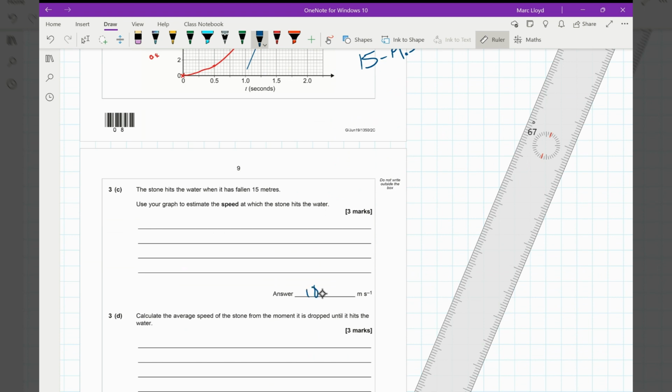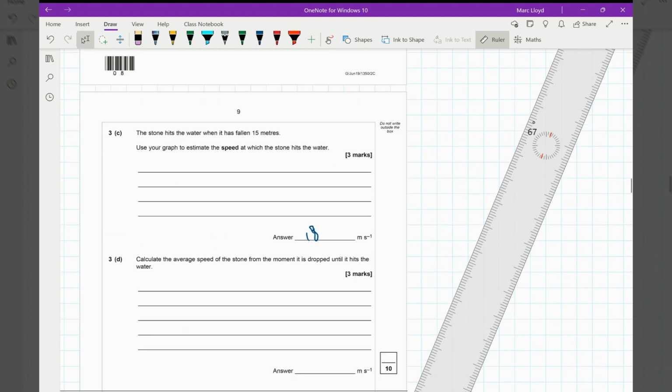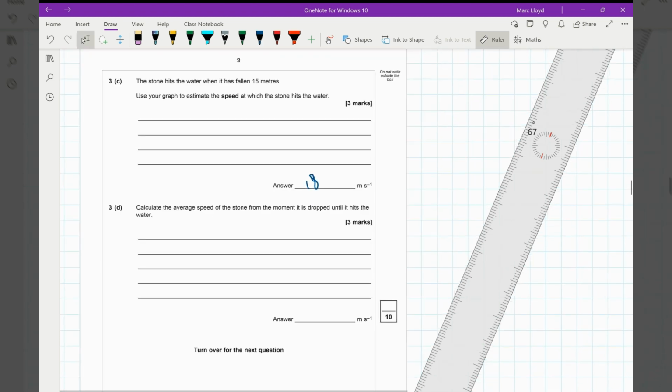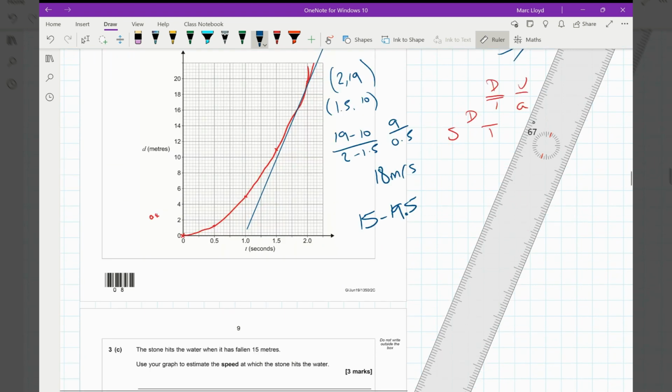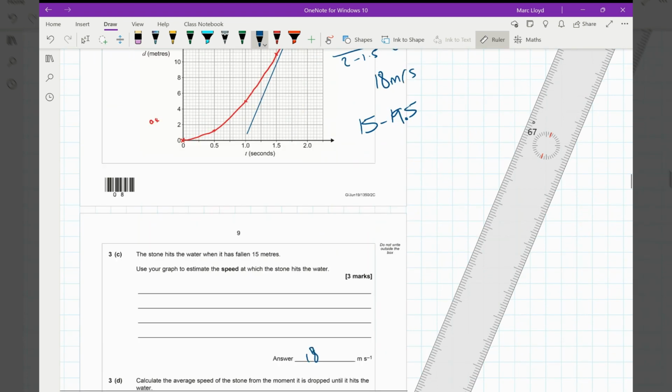Thank you. Right, calculate the average speed of the stone from the moment it's dropped until it's hit the water. So what have we got here? Distance and time. So it's gone 15 meters. How long has it taken for that to happen? So it's kind of happened about here at 1.75.